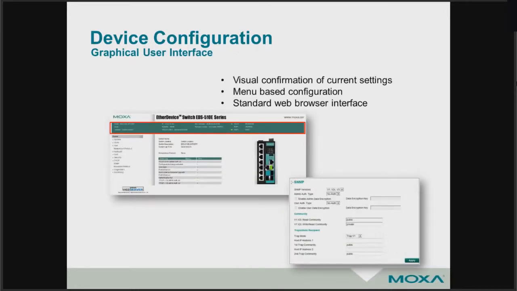But for the majority of you here today, where you either have a controls background or you're just learning industrial networks, a graphical user interface is usually preferable. These have a couple of advantages. First, it allows you to monitor the devices and gives you visual confirmation of the settings that you're configuring. It's a menu-based system that's often common to what you've seen with other components that you're used to configuring. And it utilizes a standard web browser interface, so there's no special software that you need to run in order to access and configure the devices.